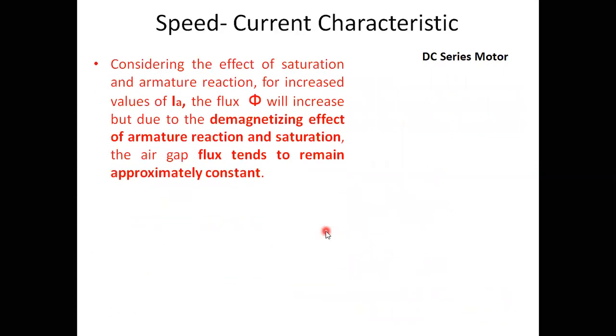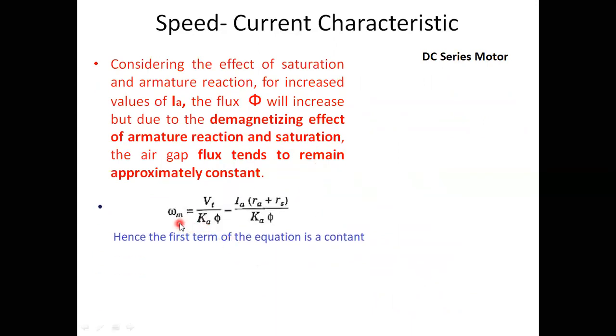If we consider the effect of saturation and armature reaction, for increased value of Ia the flux phi will increase, but due to demagnetizing effect of armature reaction and saturation, the air gap flux tends to remain approximately constant. So omega m in this case can be written as Vt by Ka phi minus Ia into (Ra plus Rs) by Ka phi. Hence the first term of the equation is a constant, because phi is constant, Ka is constant, and terminal voltage Vt is also constant.